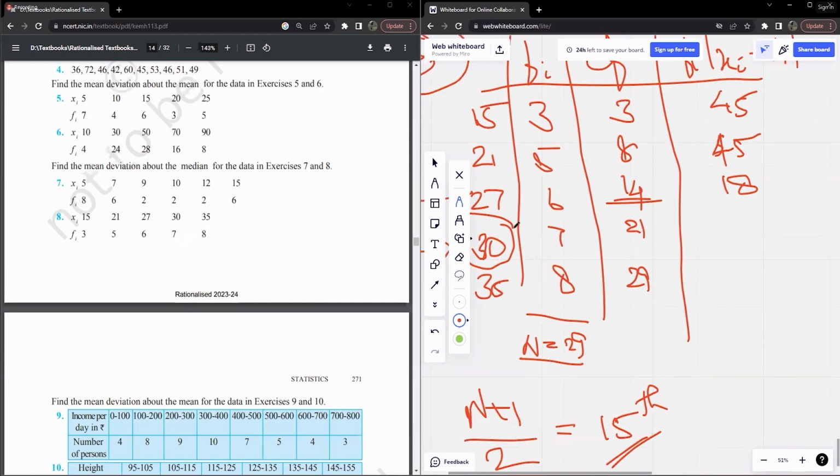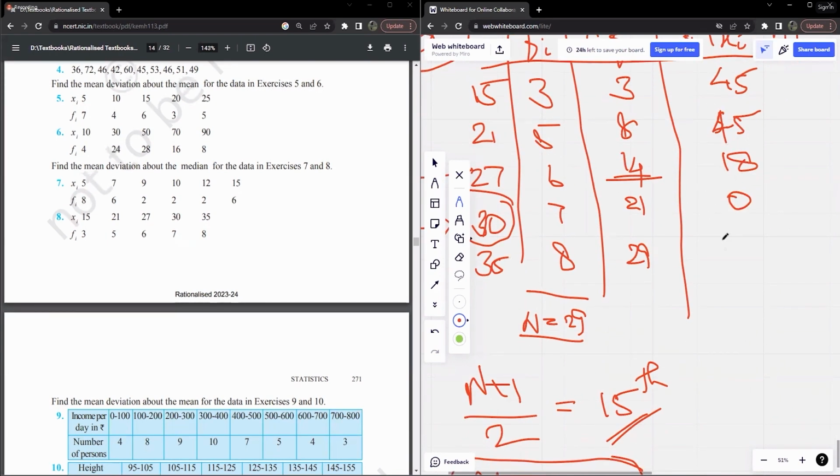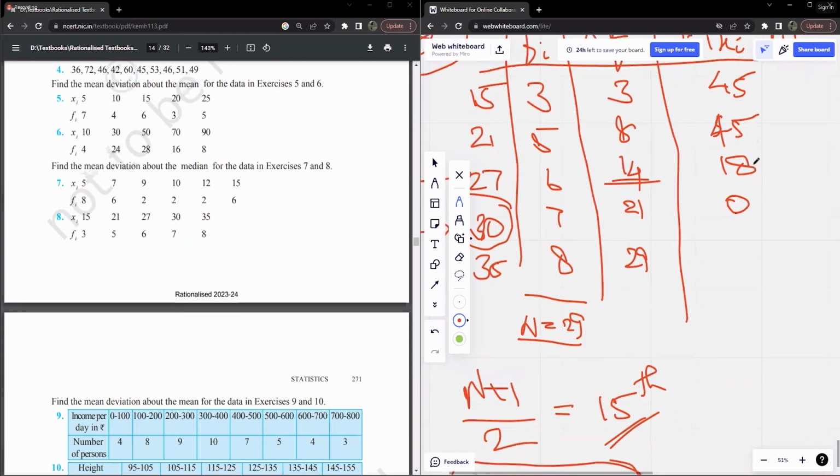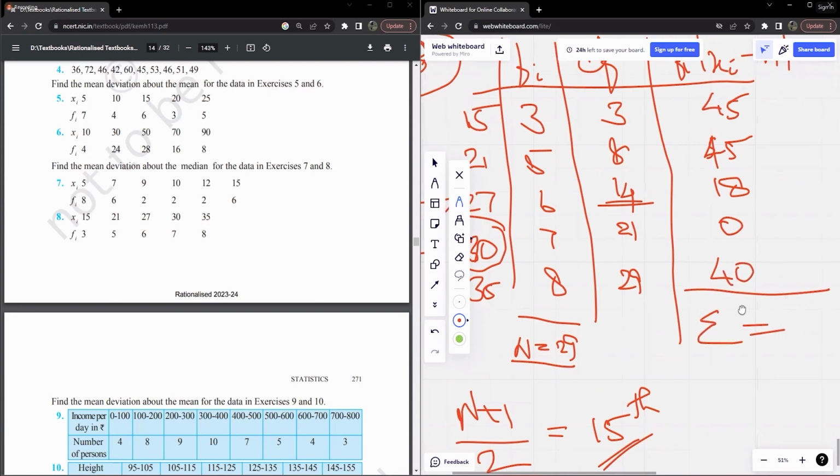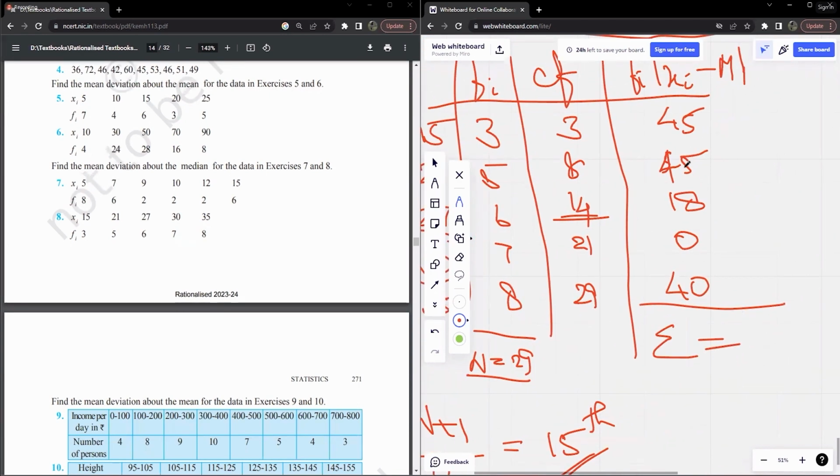And then 30 minus 30 is 0, and everything is 0. 35 minus 30 is plus 5. 5 into 8 is 40. So the summation of this is going to be 45 plus 45 is 90. 90 plus 40 is 130. 130 and 18 gives me 148.